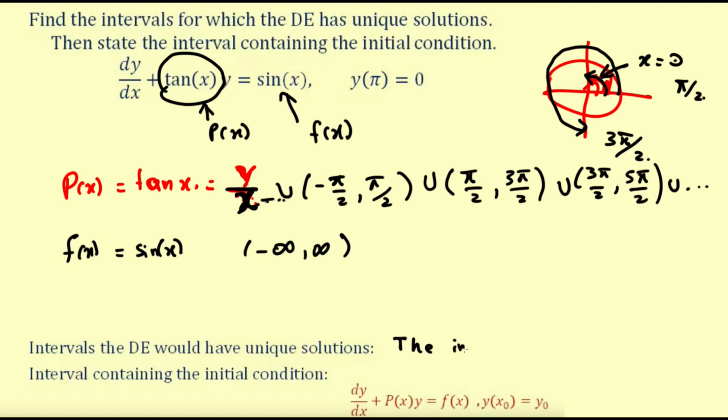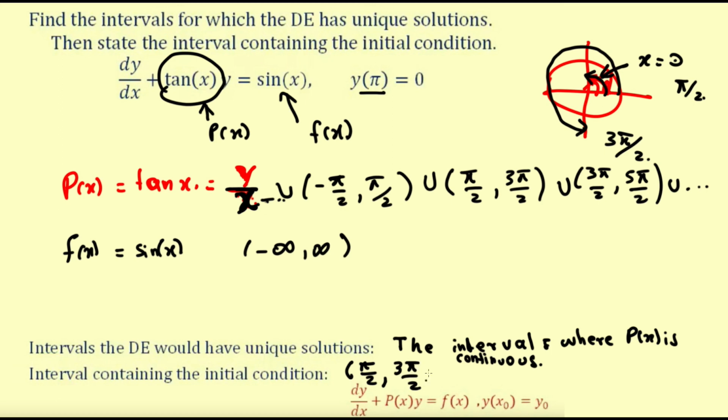The intervals where p of x is continuous and intervals containing the initial condition. The initial condition is y of pi is equal to 0. Pi is between pi by 2 and 3 pi by 2. You can take anything. Pi by 2 to 3 pi by 2, that's going to be one of the solutions. So we can say the interval containing the initial condition is pi by 2 to 3 pi by 2 because pi is in between that. And that's how we do that.